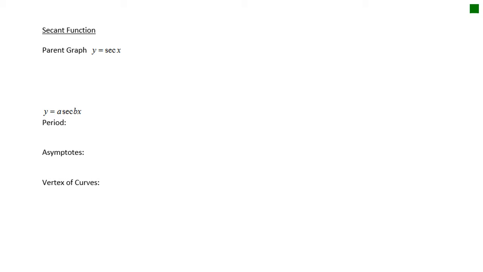So now we're going to talk about the secant, and secant is the reciprocal of cosine, right? So the period's going to be the same. It's still going to be 2 pi over b. But now we're going to have asymptotes where cosine was 0, which is multiples of pi over 2b. All right, so let's graph this.